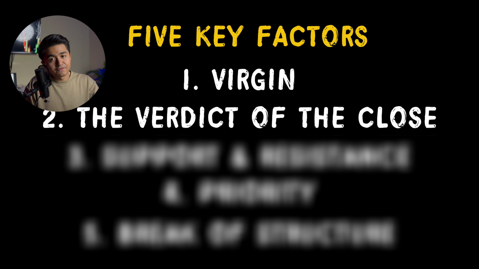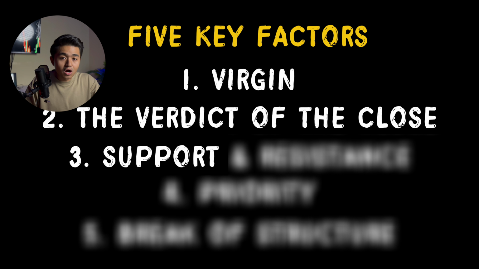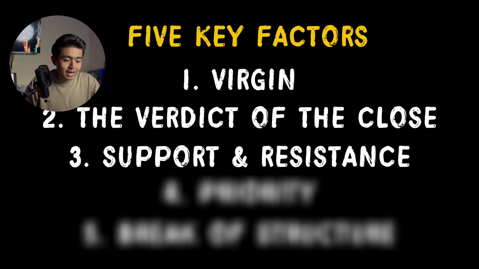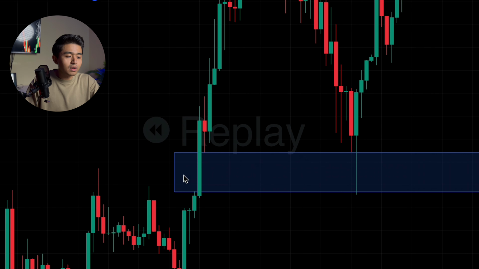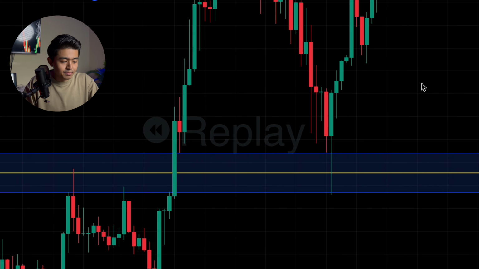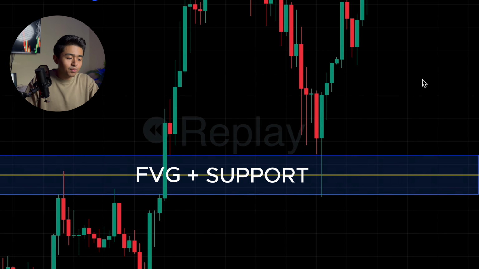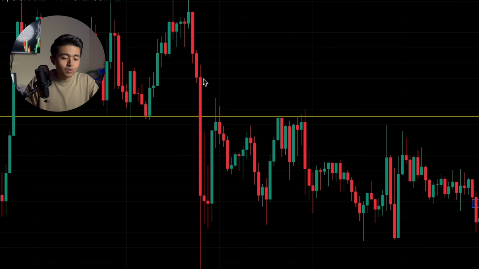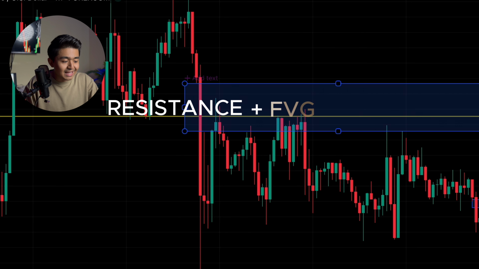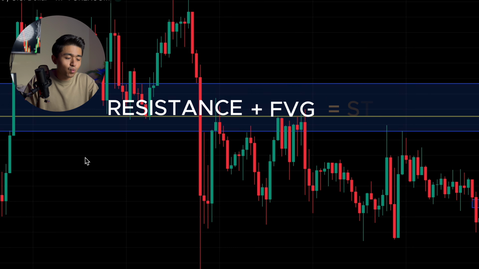Now let's talk about factor number 3. Add in other levels like support and resistance. Look at this chart. We have a bullish fair value gap, but we also have support right in the middle. When a fair value gap and a support level are in the same place, the trade is much stronger. For a bearish fair value gap, we want to find a resistance level inside the zone. This makes your fair value gaps work much better.